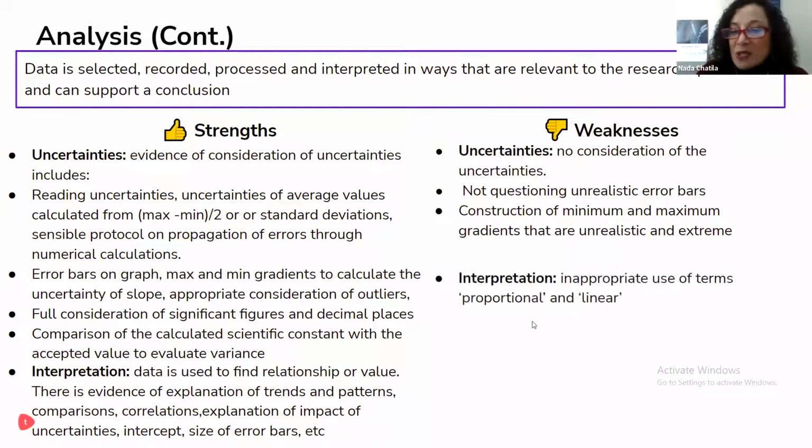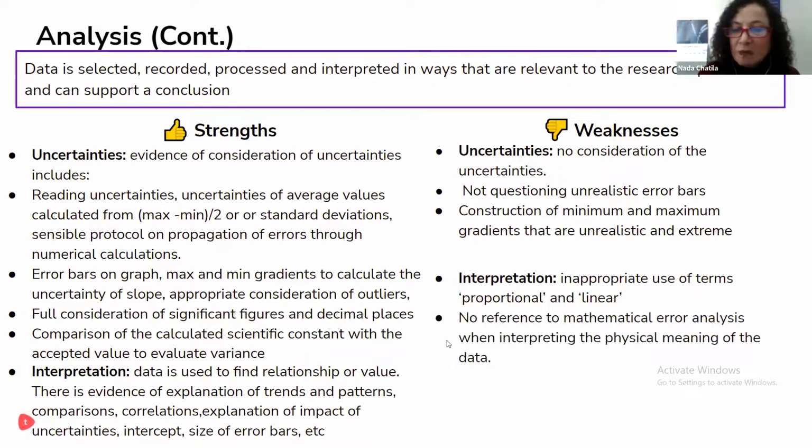Among the weak interpretations, we often see that students misuse and confuse the words proportional and linear. When the data and the graph show a linear relationship, they refer to it as a proportional relationship, or they interchange the use of the words. There is no reference to mathematical error analysis when interpreting the physical meaning of the data.